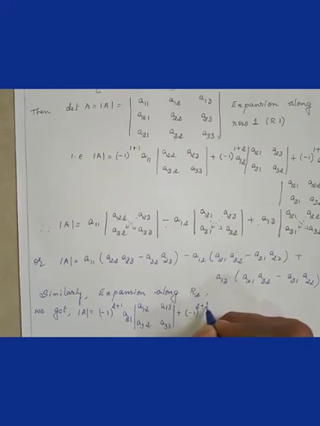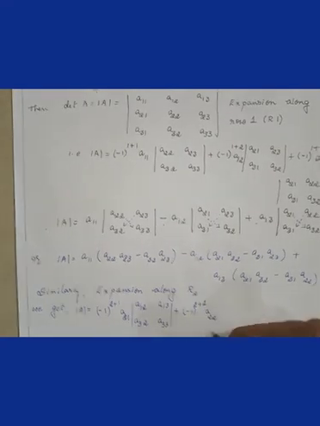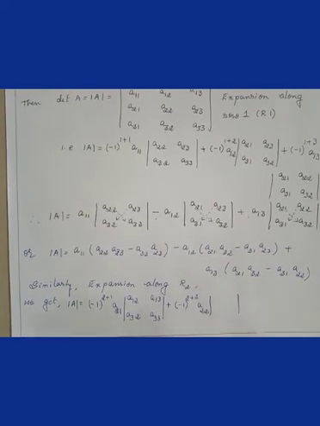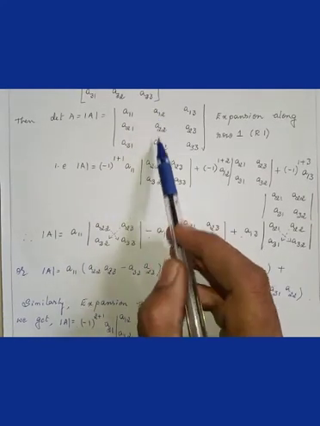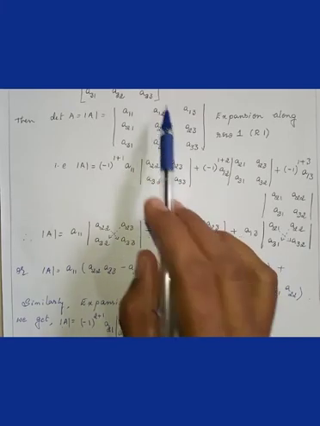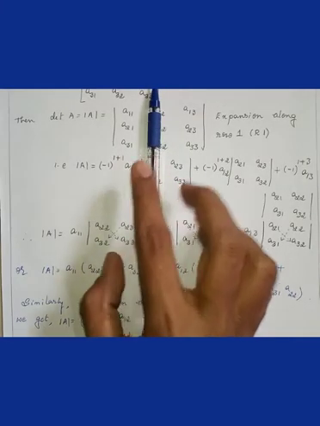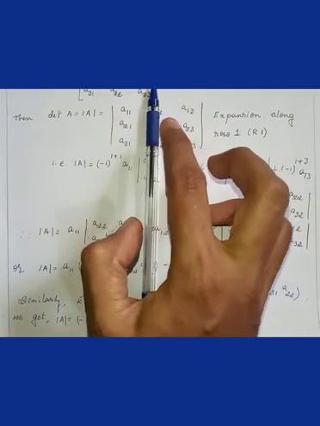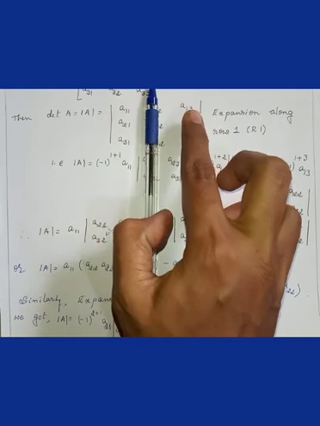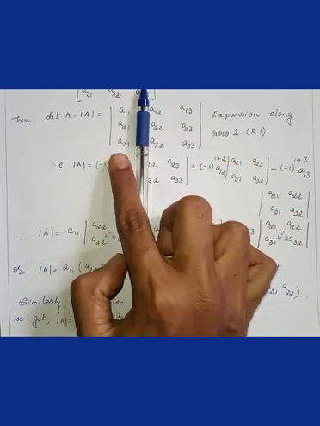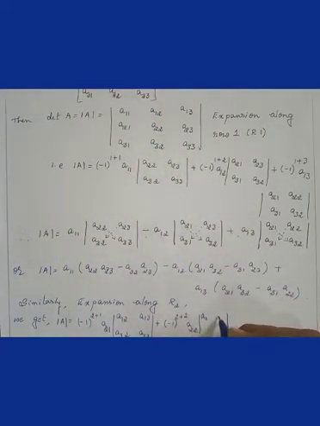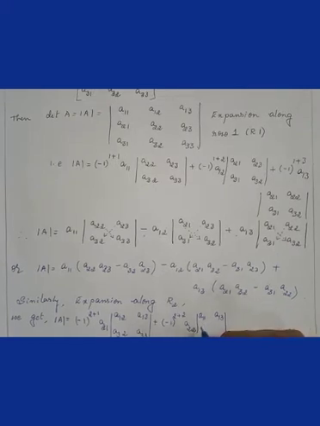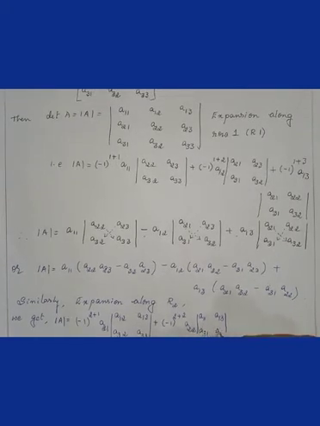2 plus 2, A22. Again, the determinant of what? Delete the second row and second column in which the entry A22 lies. If you delete this, you will get A11, A13 and A31, A33. Isn't it? A11, A13, A31, A33.